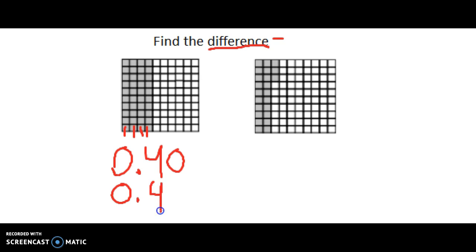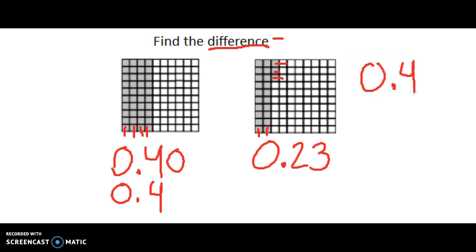so I can also write this as 0 and 4/10. Looking at the next one, I'll count the columns by tens, 10, 20, and then count the rest by ones, 21, 22, 23. Below, I'll write 0 and 23 hundredths. I'm now ready to find the difference, so I'll start by writing 0 and 4/10. Below it, I'm going to write 0 and 23 hundredths, making sure I line it up by the decimal point.